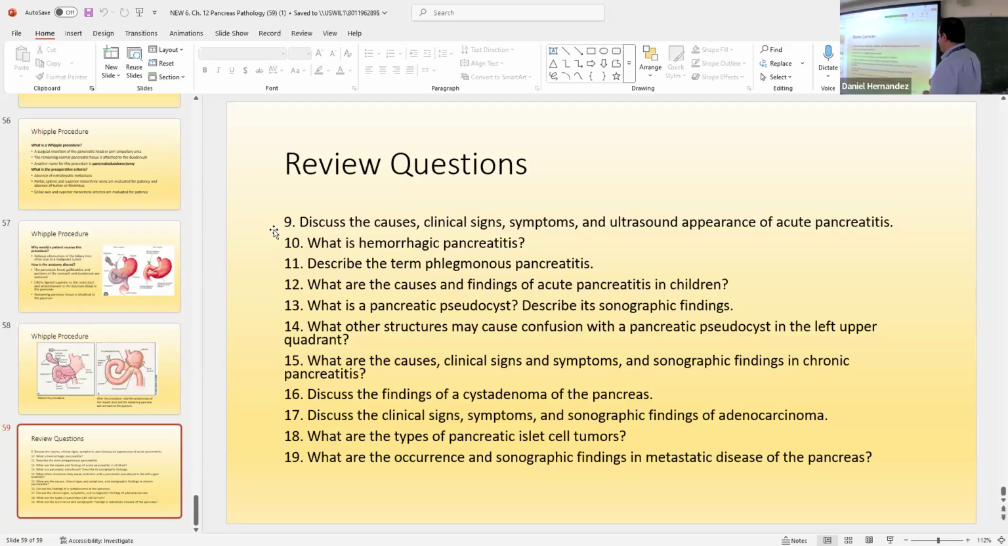What are the causes, clinical symptoms, and sonographic findings of chronic pancreatitis? Chronic pancreatitis is caused by repeat episodes of acute pancreatitis. Clinical signs and symptoms, again, are epigastric pain, weight loss, nausea, vomiting, some of those typical symptoms we see with acute. The pancreas appears very bright, very echogenic.